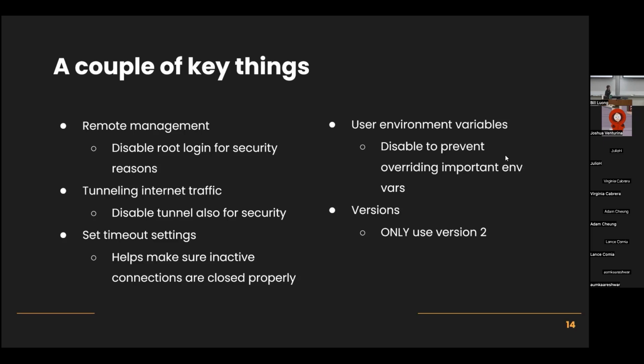The second thing that you want to watch out for is tunneling internet traffic. This is actually a slightly more niche use of SSH that most people don't use these days because alternatives like VPNs or proxies are way faster and way better. But you can technically send your internet connection over an SSH connection, which is pretty wild. But you can imagine that's probably not the best idea at times. So you will probably want to disable that.